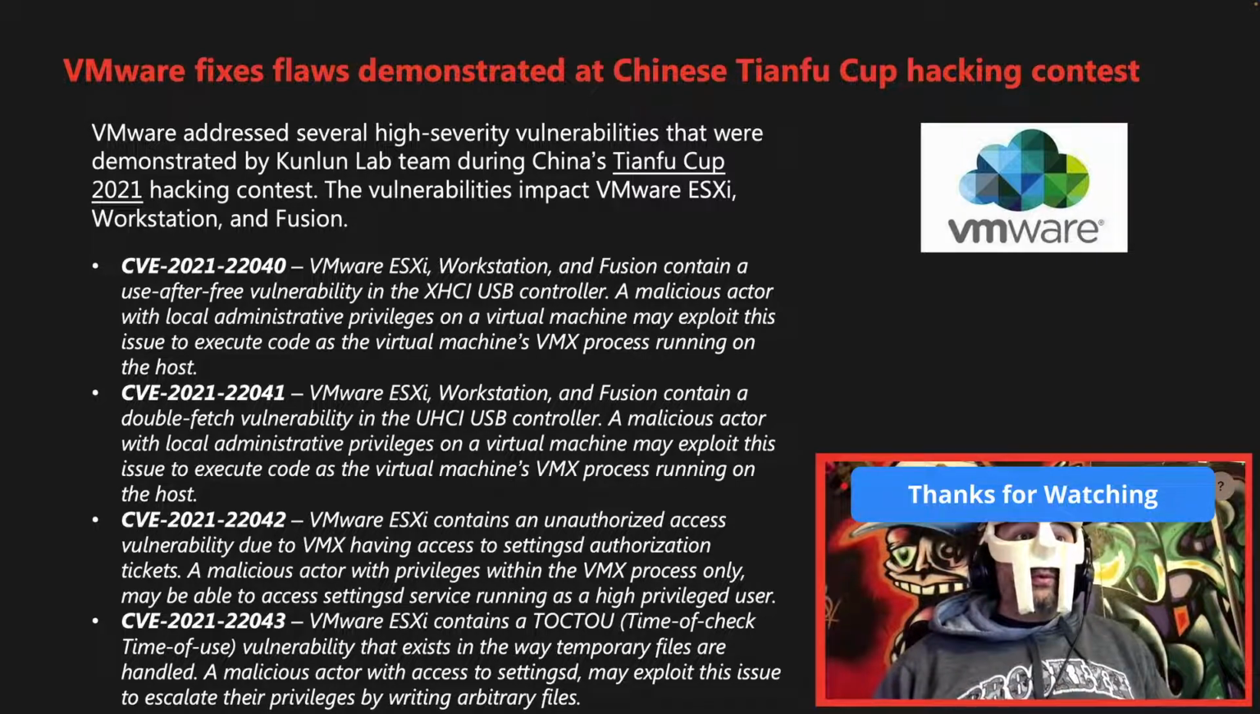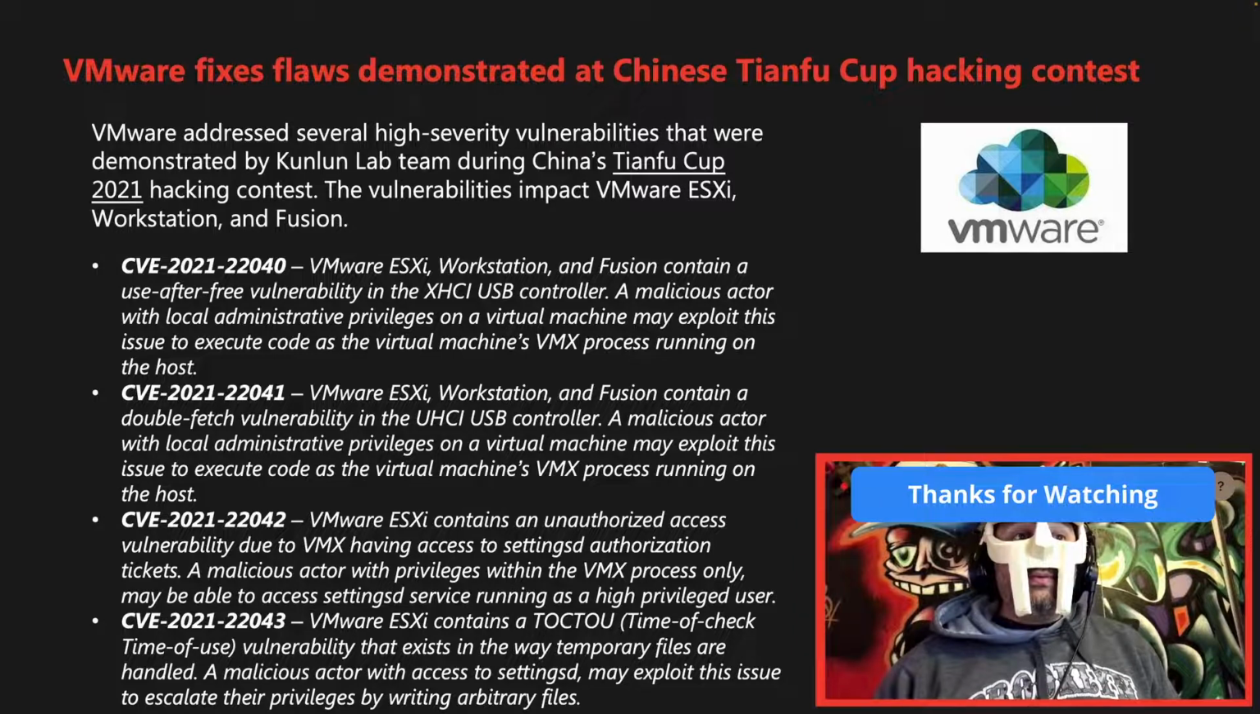Then there's CVE-2021-22041. VMware ESXi, Workstation, and Fusion contain a double fetch vulnerability in the UHCI USB controller. A malicious actor with local administrative privileges on a virtual machine may exploit this issue to execute code as the virtual machine's VMX process running on the host.